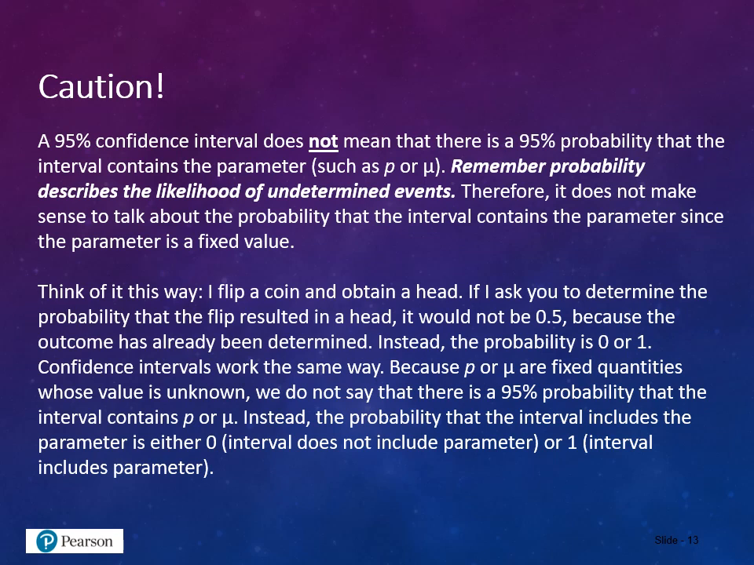Think of it this way. I flip a coin and obtain a head. If I ask you to determine the probability that the flip resulted in a head, it would not be 0.5 because the outcome has already been determined. Instead, the probability is 0 or 1. Confidence intervals work the same way. Because p or mu are fixed quantities whose value is unknown, we do not say there's a 95% probability that the interval contains p or mu. Instead, the probability that the interval includes the parameter is either 0, the interval does not include the parameter, or 1, the interval includes the parameter.